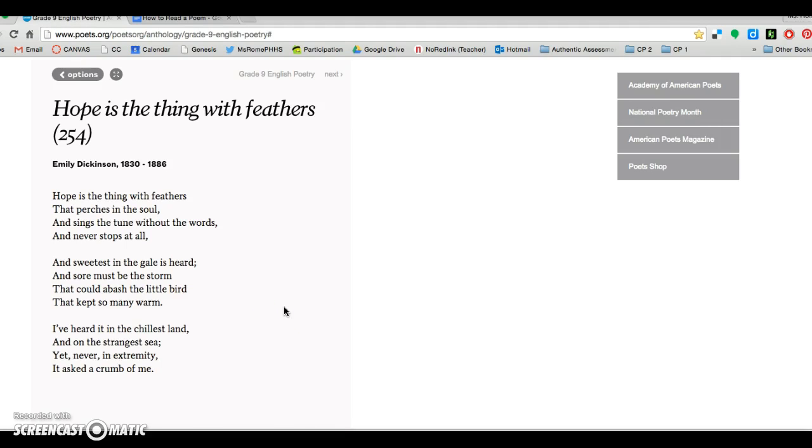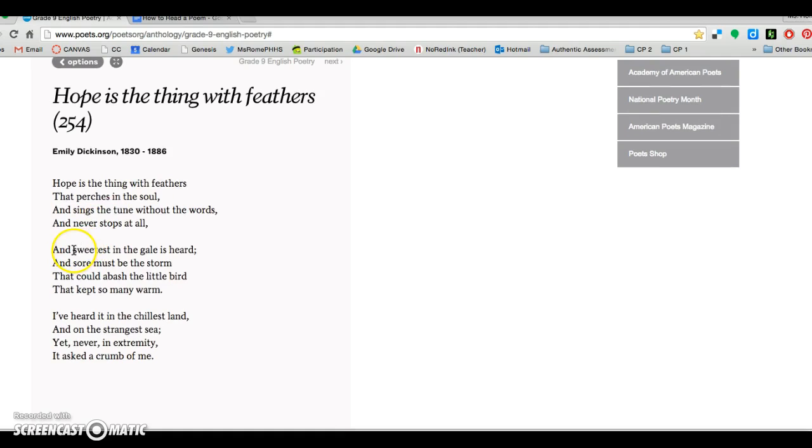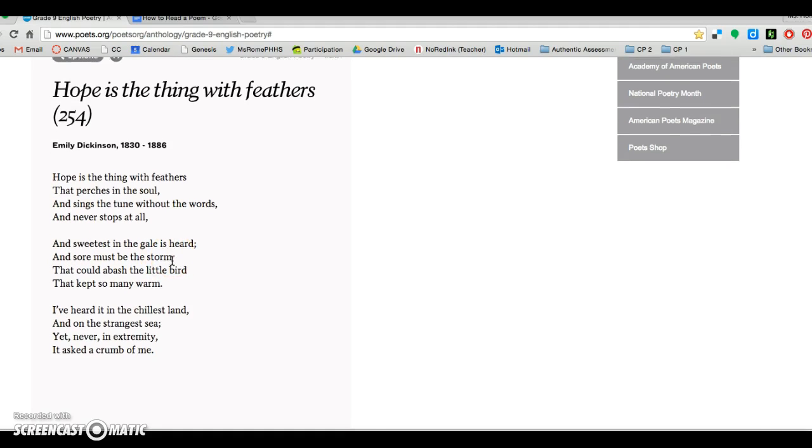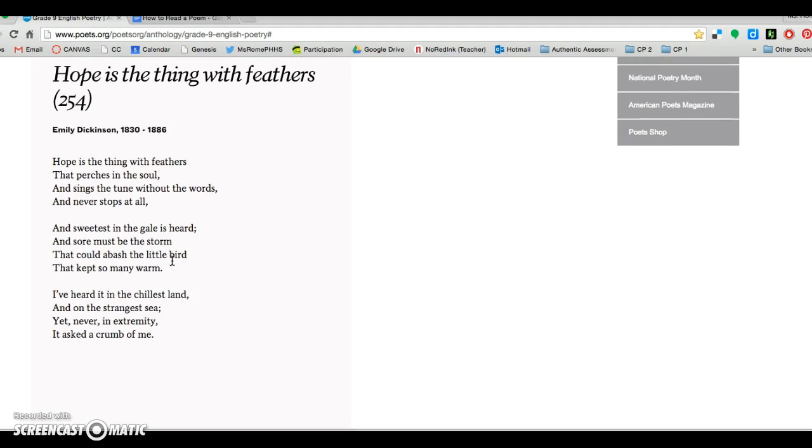Okay, so she says hope is a thing with feathers. So we get this image of something very soft, something that's alive. Okay, sings the tune without the words. Okay, the sweetest. We get a storm, but then we get some touch imagery, right? We have chillest, warm. Okay, we can feel that. And we can almost hear the song that this bird or that hope is singing. It's a very sweet song. It's a very positive song. So we get auditory imagery as well.